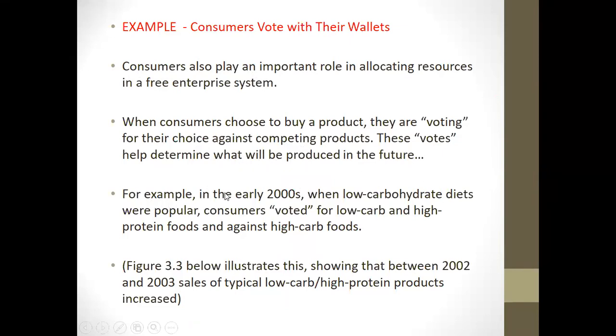Now, for example, in the early 2000s, en aquel entonces, todo el mundo estaba fit, quería estar fit. Entonces se cuidaba lo que comía. When low carbohydrates diets were popular, consumers voted for low carb and high protein food and against high carb foods. Con alto caloría no querían sino baja caloría, carbohidratos, con bajo carbohidratos, dieta de bajo carbohidratos.